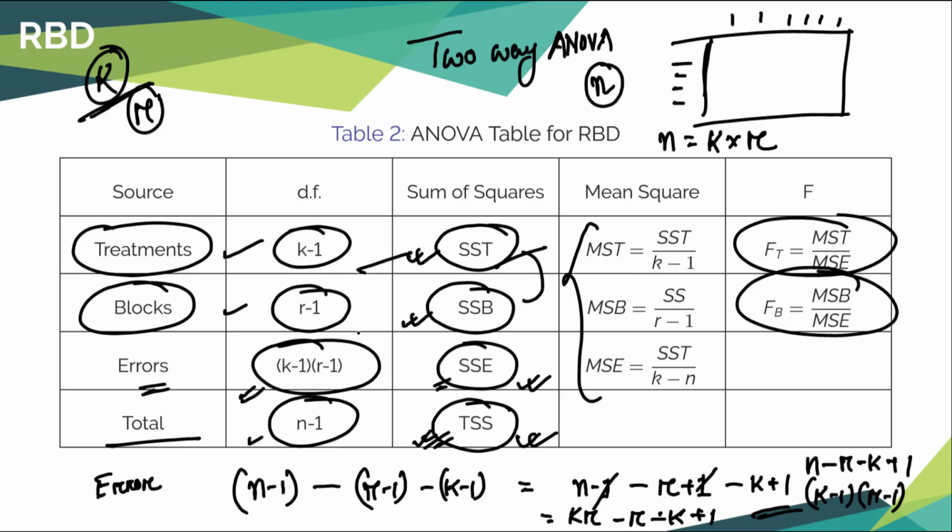This divided by their degrees of freedom will give us the mean squares. Once we get these three mean squares, we will calculate the F. Remember, here MSE is always at the bottom, that is constant. In the denominator we will always write MSE, right? So this is the structure.